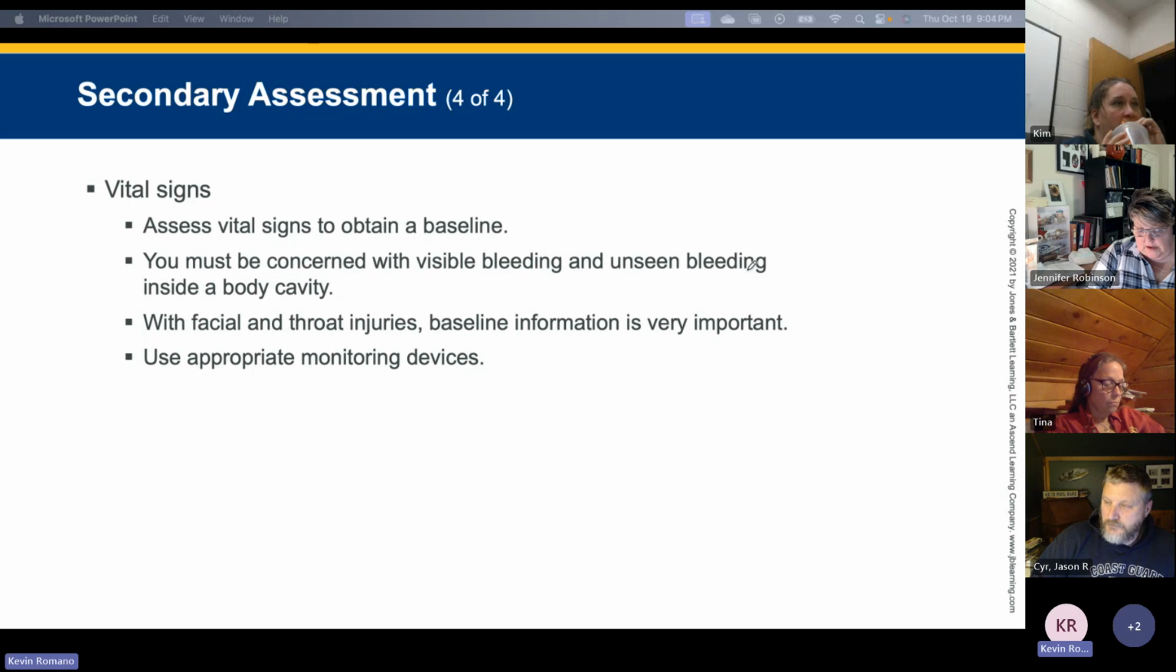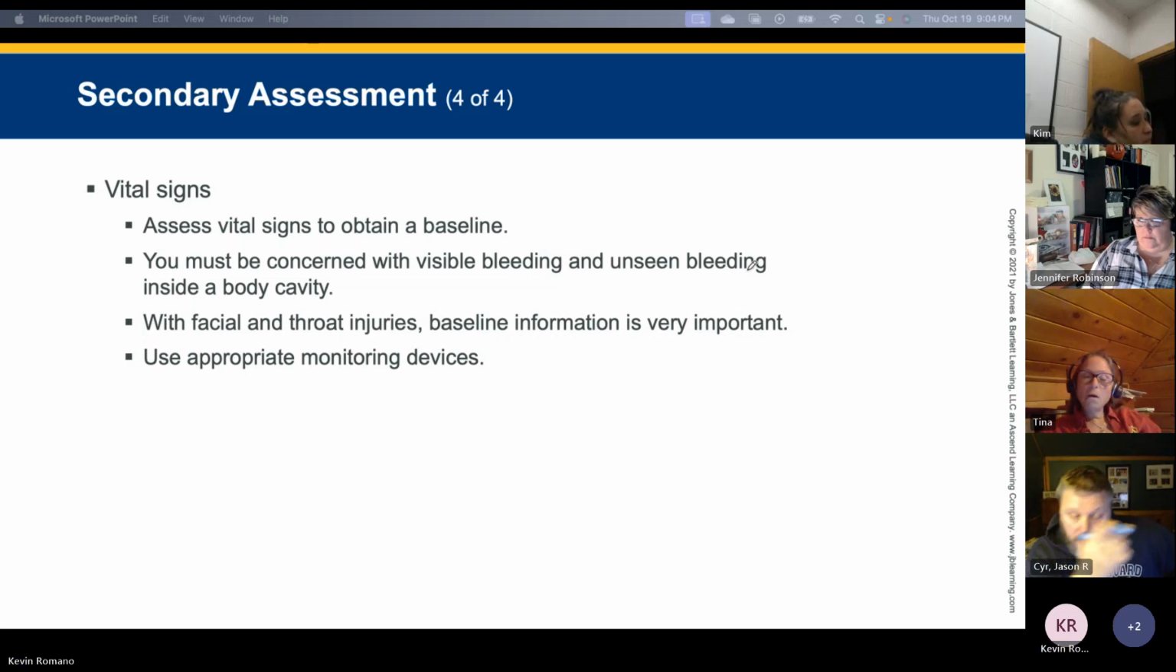Okay. It's called nystagmus. We're looking for nystagmus of the eye. So vital signs, assess vital signs to obtain baselines so that you can observe any kind of changes. You must be concerned with visible bleeding and unseen bleeding inside the body cavities with facial and throat injuries. Baseline information about respirations and pulses are very important in using monitoring devices.